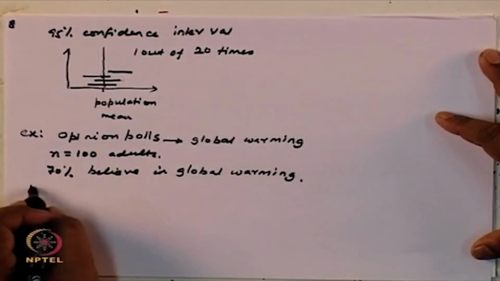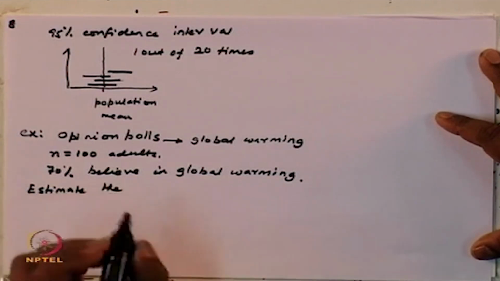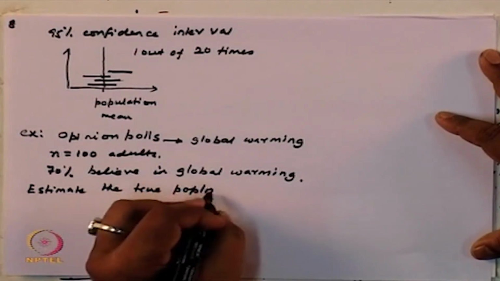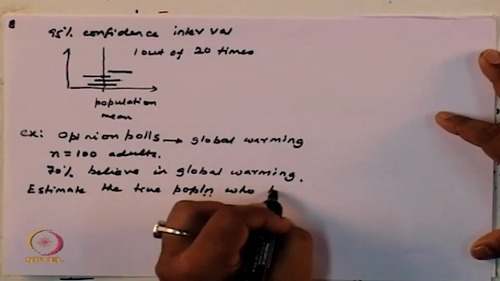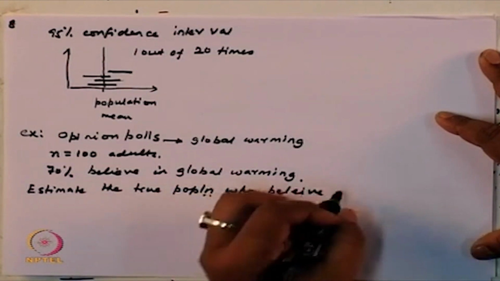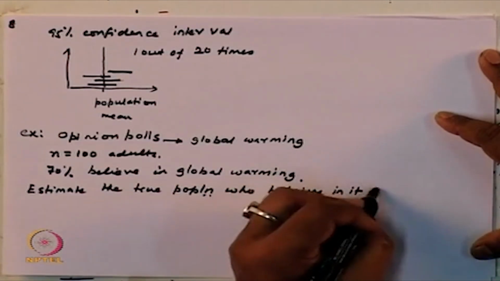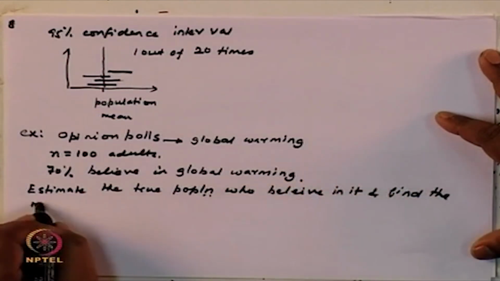So, we want to estimate the true population proportion who believe in it, and we want to find the margin of error.